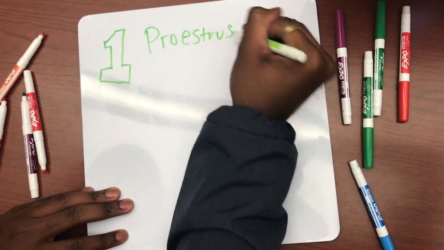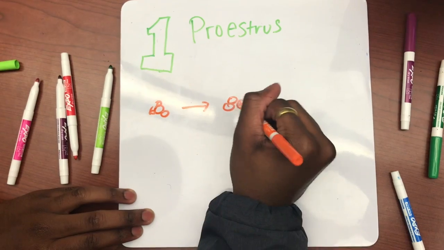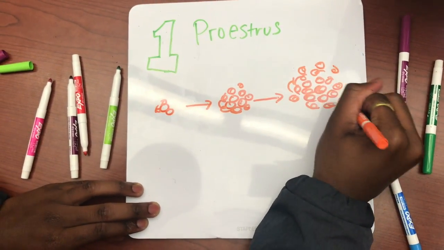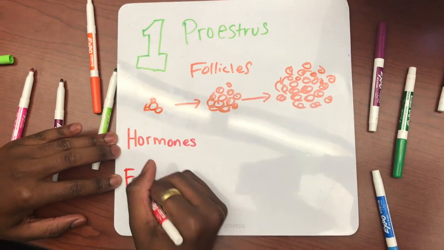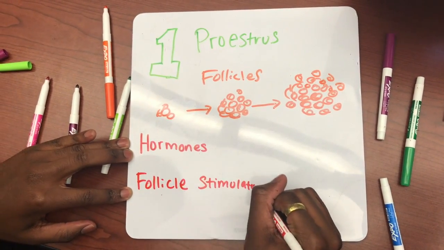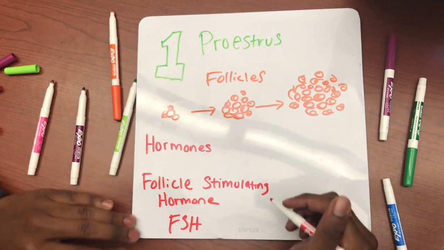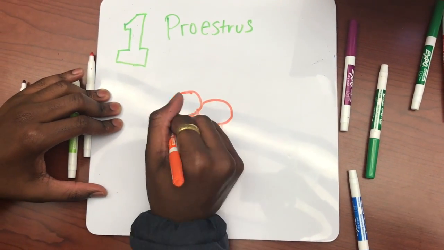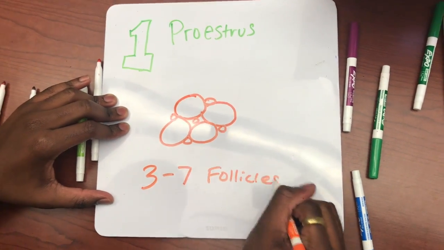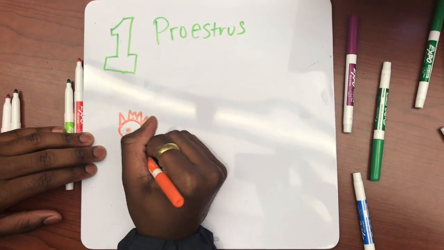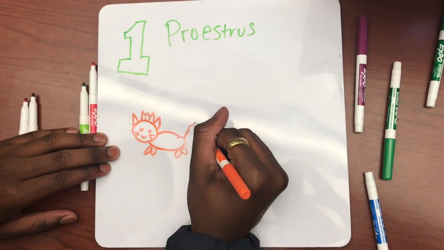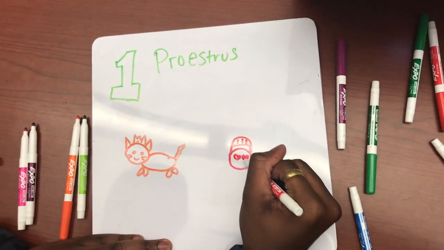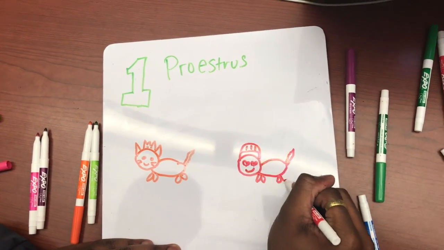Proestrus is the first phase of estrus and is characterized by rapid follicular growth and formation. The hormones present at this stage are follicle-stimulating hormone, otherwise known as FSH, as well as estradiol. An average of 3 to 7 follicles will develop and begin to partake in estradiol synthesis. While these follicles are partaking in estradiol synthesis, this is the time in which queens will attract toms, but they will not be sexually receptive to them.